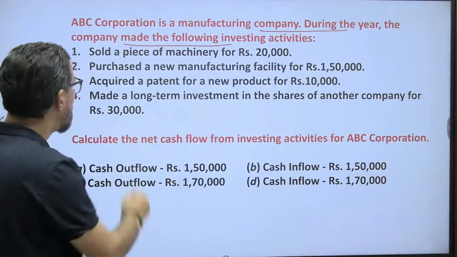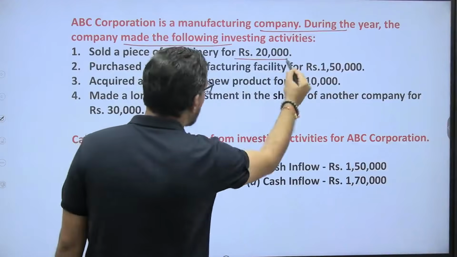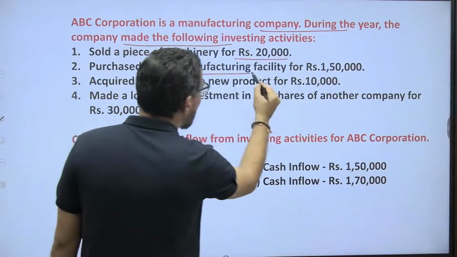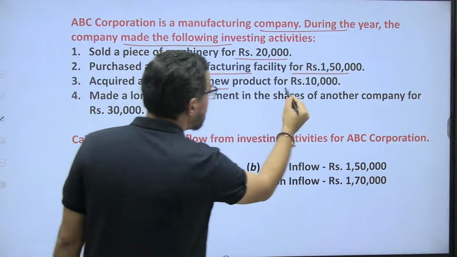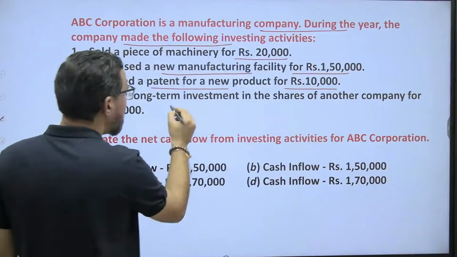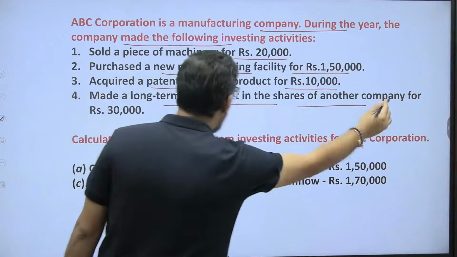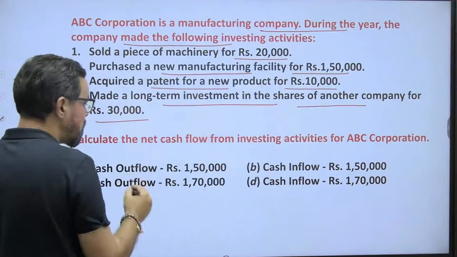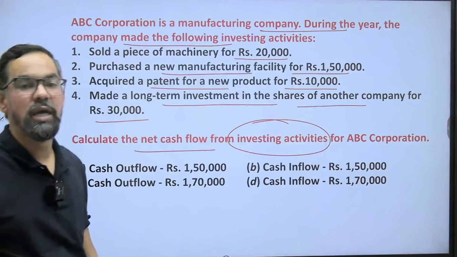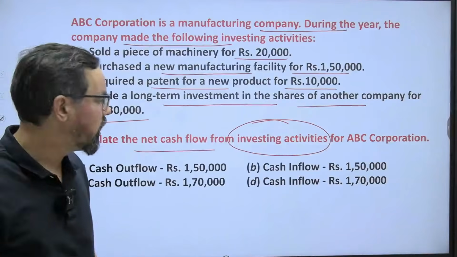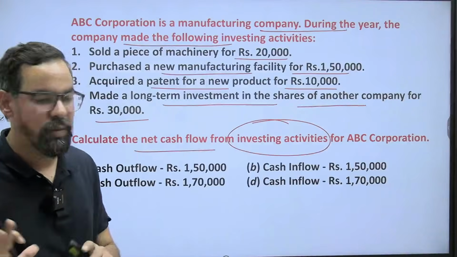So, sold a piece of machinery 20,000, purchase a new manufacturing facility 1,50,000, acquire patent of new product 10,000, made a long-term investment in shares of another company 30,000. You have to prepare the cash flow statement from investing activities for ABC company. Very simple, plus minus only, right?